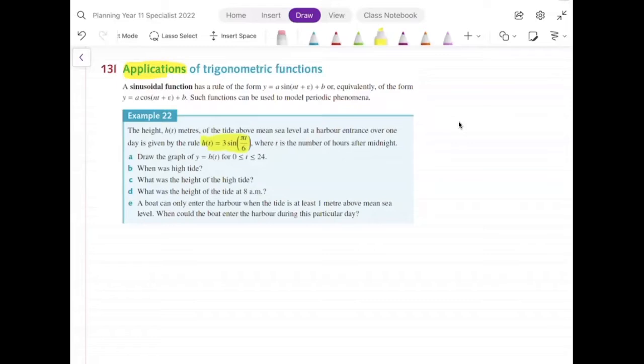This question says the height in meters of the tide above mean sea level at a harbor entrance over 1 day is given by the rule H(t) = 3 sin(πt/6), where t is the number of hours after midnight. It's always a good idea to establish where your time is starting from. I have seen a lot of these questions that start from 6 a.m. or 3 a.m. So pay attention to where this begins, because it helps you turn these hours into actual times, or if you're given a time, you can figure out how many hours that is going to be.